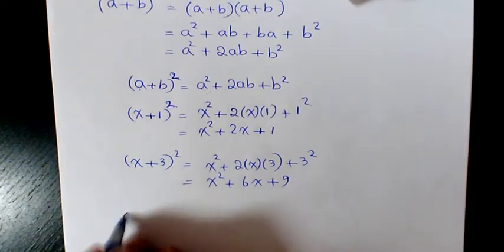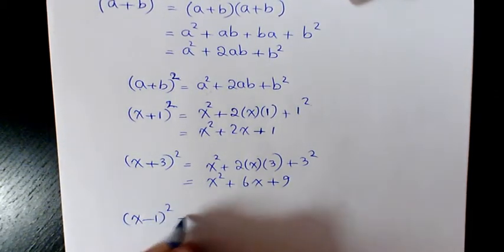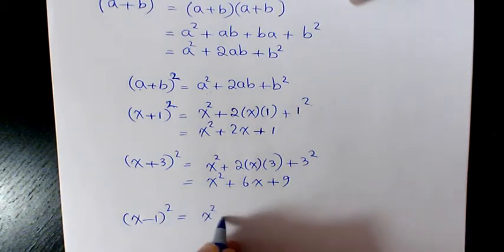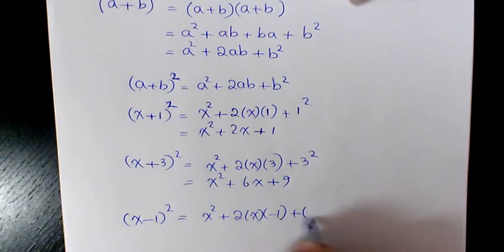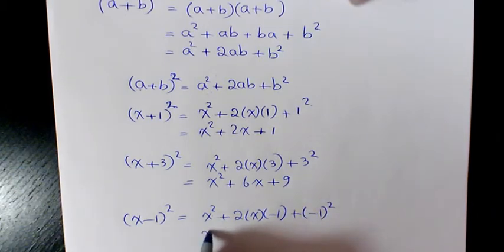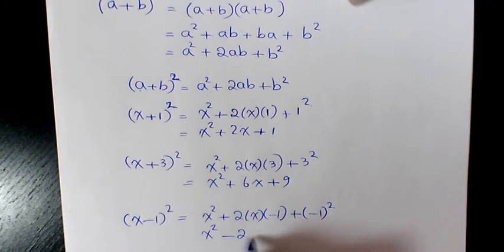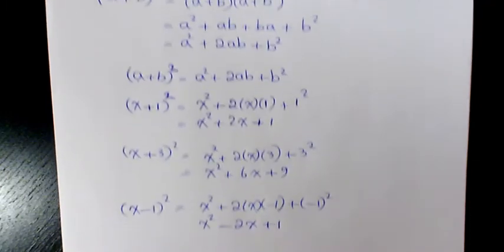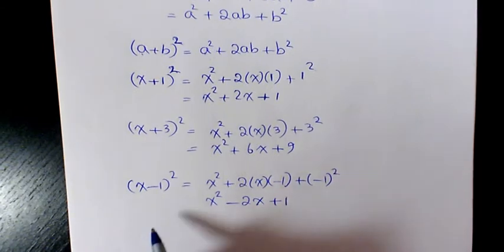Next one, x minus 2 to the power of 2. x squared plus 2 times x times negative 2 plus negative 2 squared. So we have x to the power of 2, negative 4x, plus 4, because negative 2 to the power of 2 is going to be positive 4.